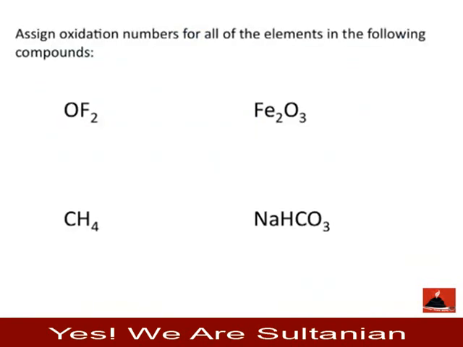Let's look at some examples. Assign oxidation numbers for all of the elements in the following compounds. Looking at our first compound, OF2, we know that we need to assign the oxidation number for the most electronegative element first, and that would be fluorine. Fluorine has an oxidation number of -1.